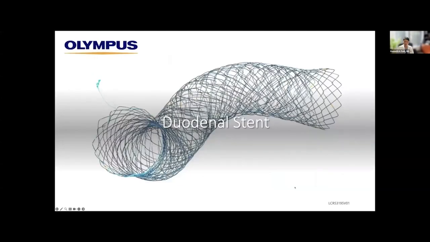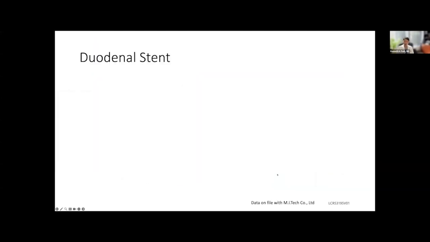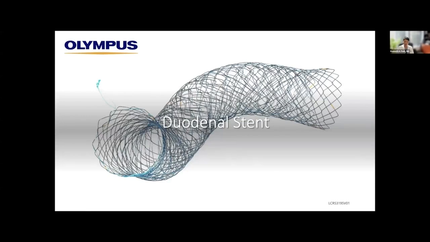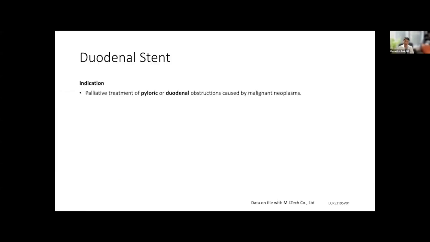Okay, moving on to the duodenum. So obviously we use uncovered metal stents in the duodenum. The indication is palliative treatment of pyloric or duodenal obstructions caused by malignant neoplasms.